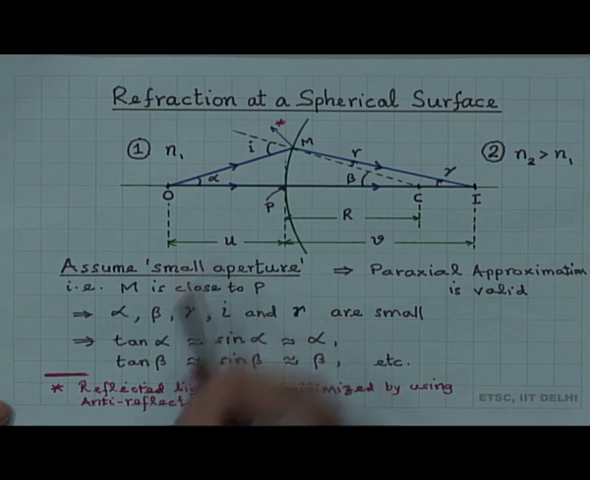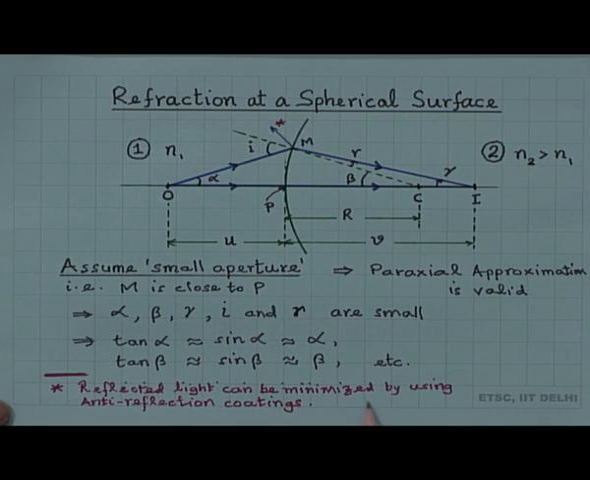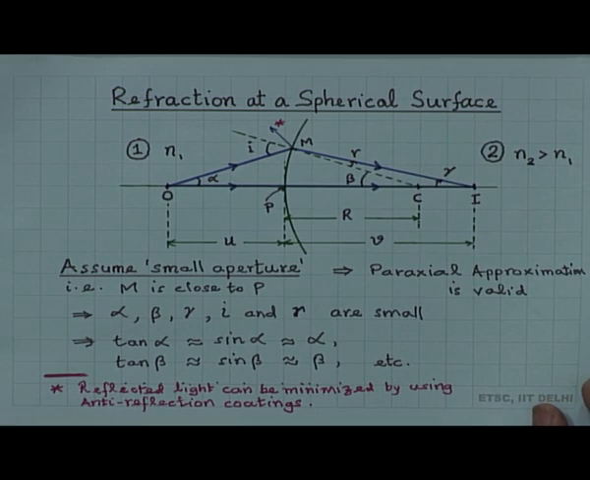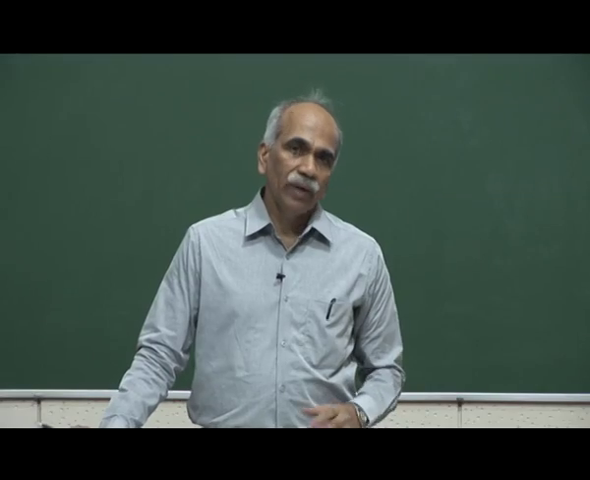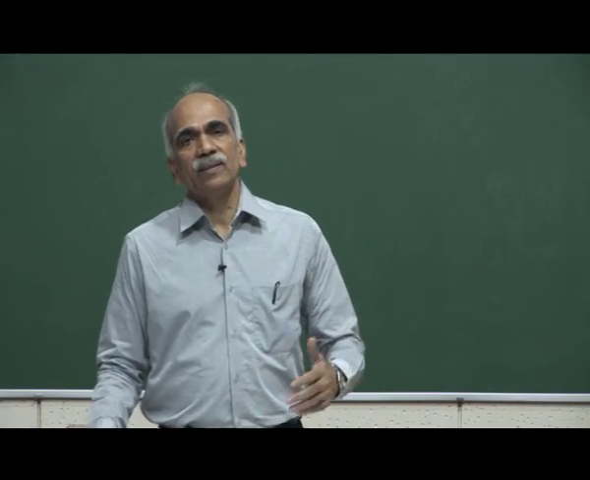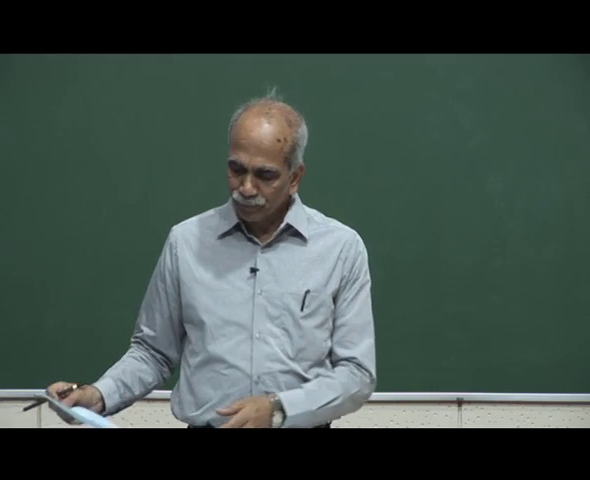I mentioned that the reflection of light can be minimized by using what are called anti-reflection coatings. We will not discuss that here, because to understand anti-reflection coatings we need to know wave optics, and therefore, we will discuss this at a later stage.